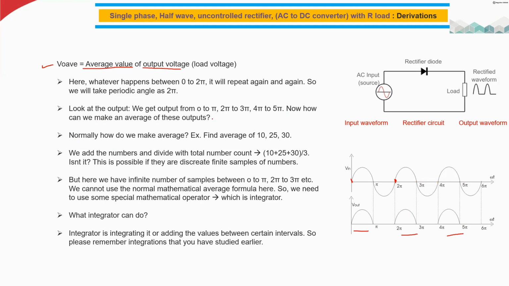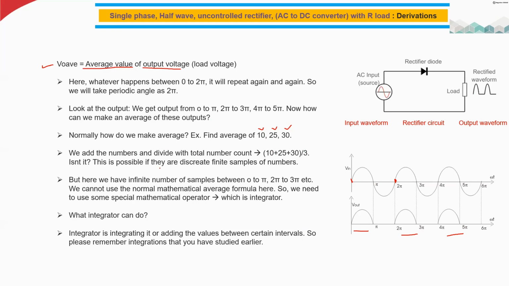Practically, we have to calculate it now. Normally, how do we make an average? For example, if you want to find an average of three numbers, as I already told you at the beginning of today's lecture: we add all these numbers and then divide by the total count. So 10 plus 25 plus 30, divided by 3. That is how we calculate the average using basic mathematics.